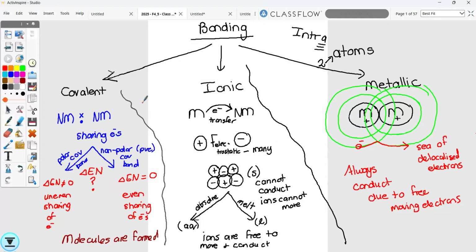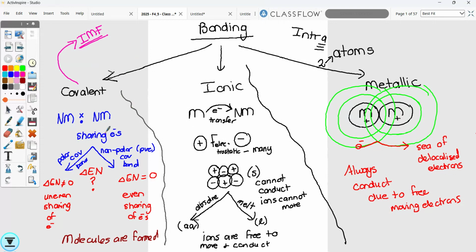Okay. So guys, a bond is always going to be stronger than an intermolecular force. Please remember this. The bond always wins above an intermolecular force. But which of these three can have intermolecular forces? Only covalent, because covalent is the only one that forms molecules. And therefore only covalent can take us over to intermolecular forces, which is the next bit we need to crash course.